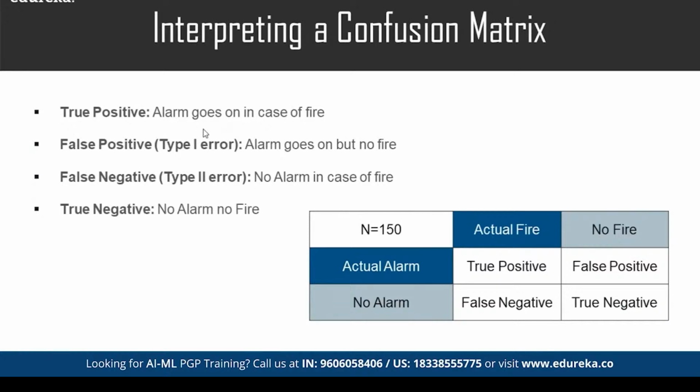For example, true positive, which I was talking about: the alarm goes on in case of fire. False positive is a type 1 error: the alarm goes on but there is no fire. But false negative is very critical, a type 2 error: there is no alarm even though the fire is in place. It's such a dangerous thing. But in some cases we do not need to consider such false negatives.